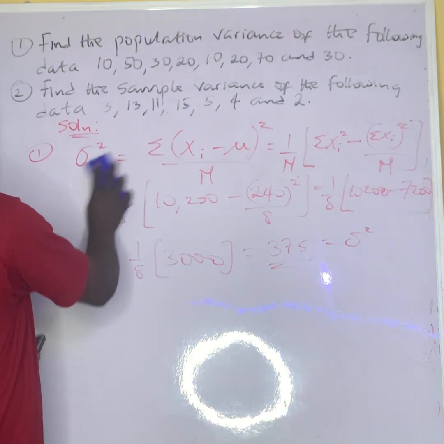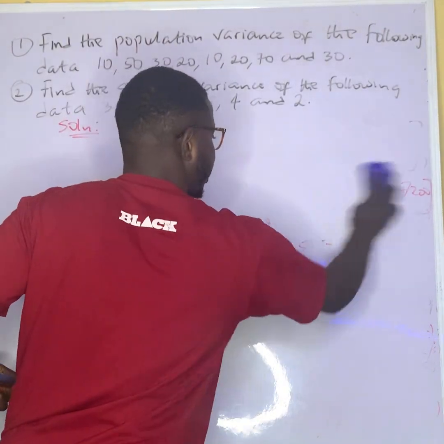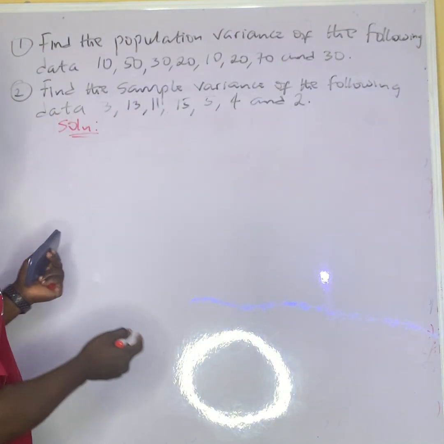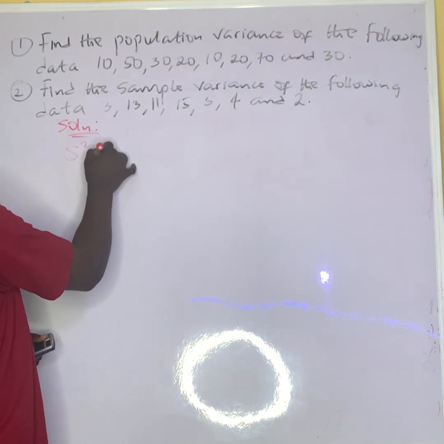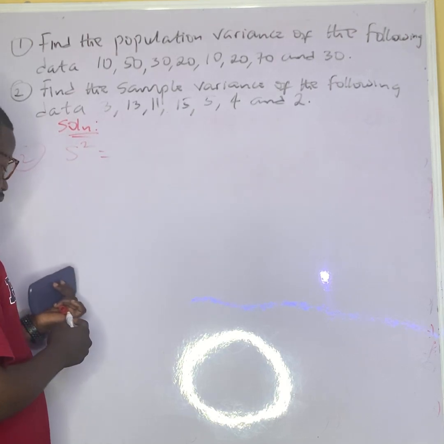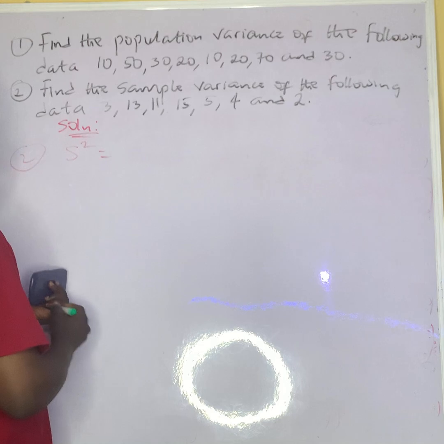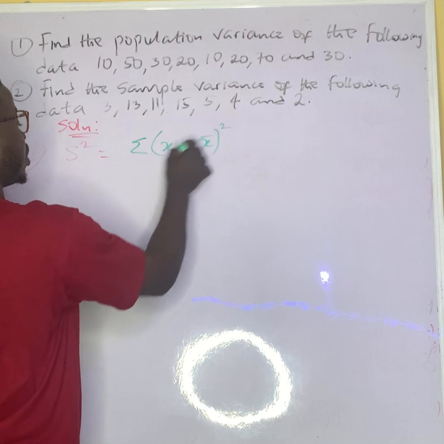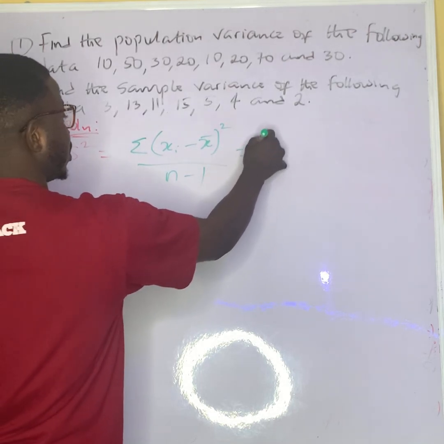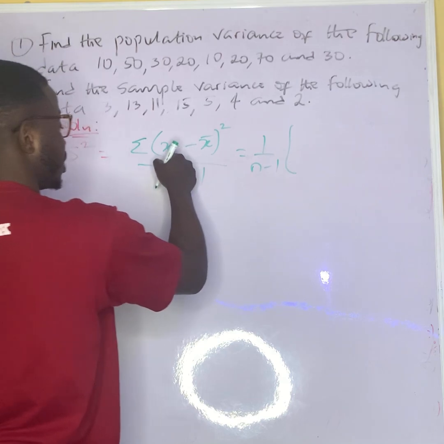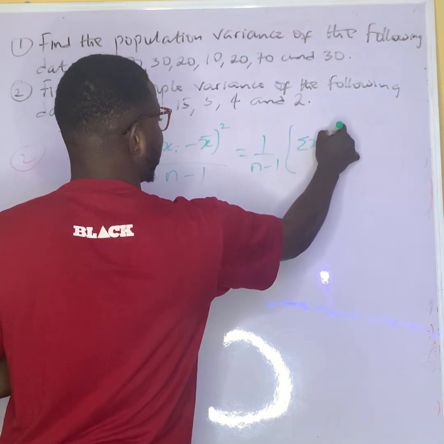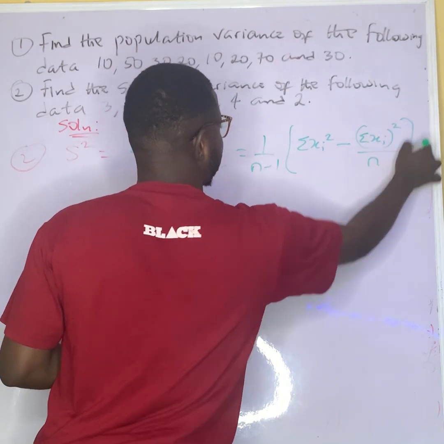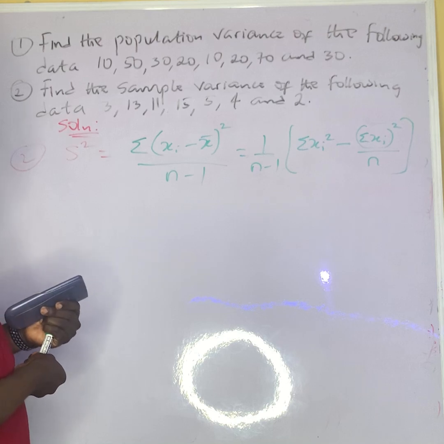Now the next one is to obtain the sample variance. Let's assume we are asked to obtain the sample variance. That takes us to example 2. To obtain sample variance, s squared equals summation xi minus x bar squared over n minus 1, same thing as 1 over n minus 1. When we expand this, that gives us summation xi squared minus summation xi all squared over n. Small n is the sample, the number of observations.